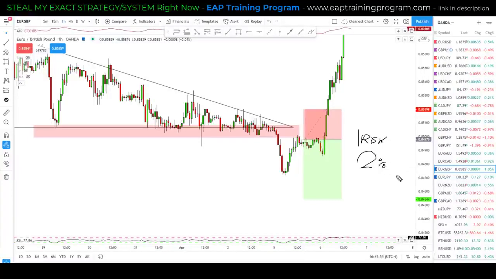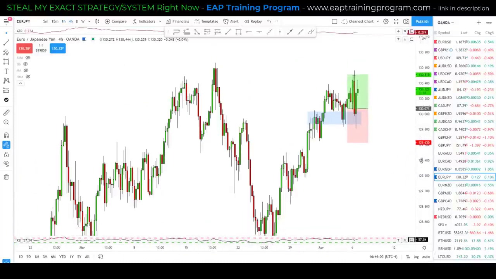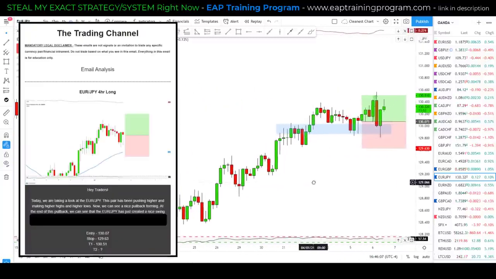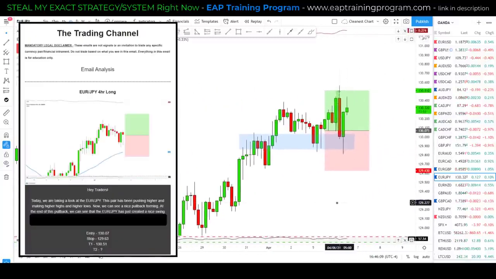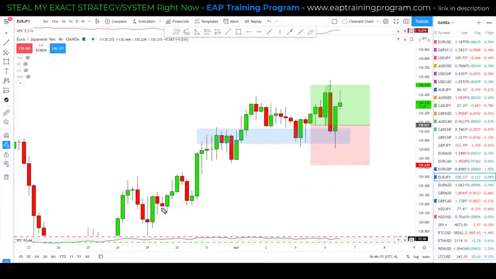And I had one more trade using this break and retest on the euro yen. I didn't record myself entering this trade, but I did send it out in email analysis, which is something that EAP members of our VIP group get 3 to 5 times per week. For this trade, what I was looking at is another trend continuation retest, but I could enter this trade a little more aggressively because of the big breakout we got.